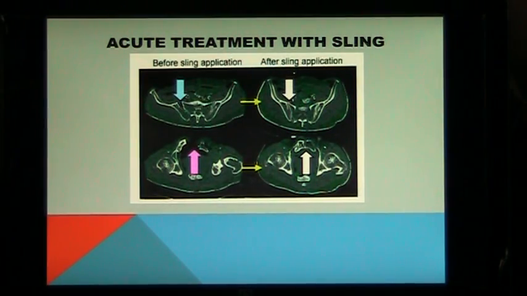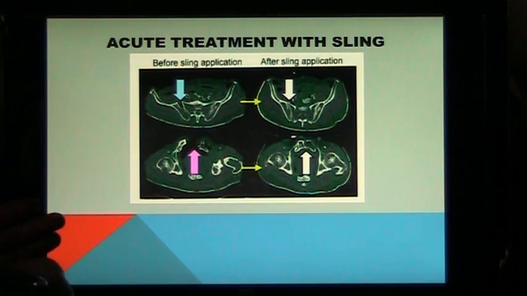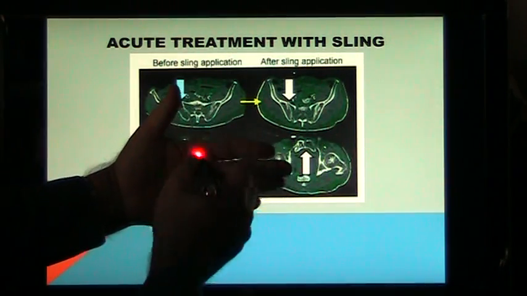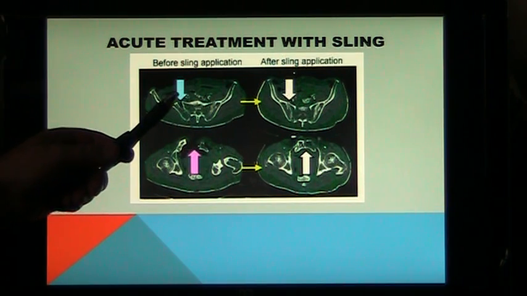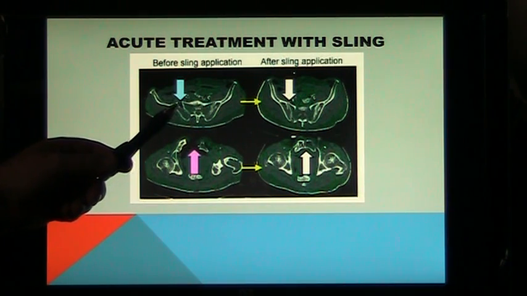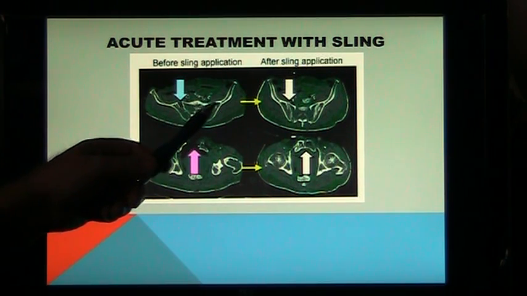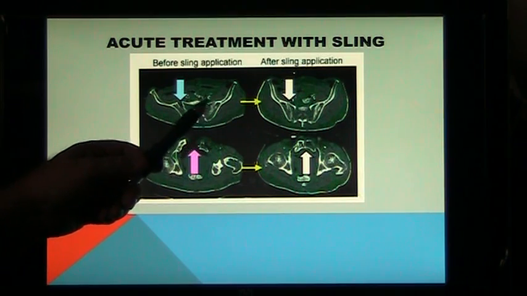Here's a very good picture if you can follow this. I know it's not a huge image, it's a little tricky, and why my pointer works on my hand and not on the image, I don't know, but I'll use my pen. See the blue arrow? Tremendous gapping of the sacroiliac joint. The distance should be more like this. On a real image, it should be about 2 millimeters at most average.